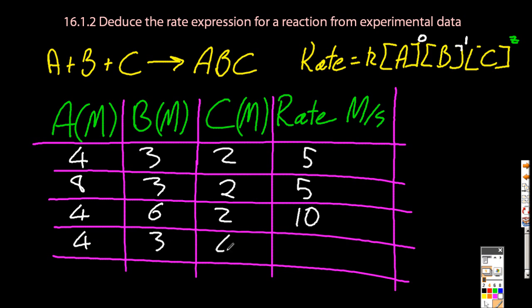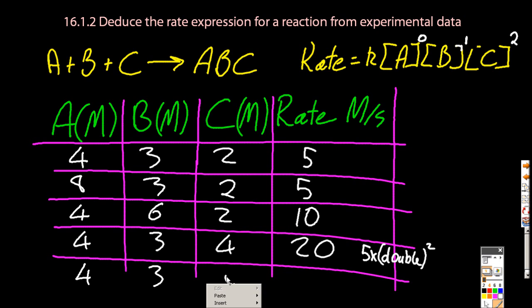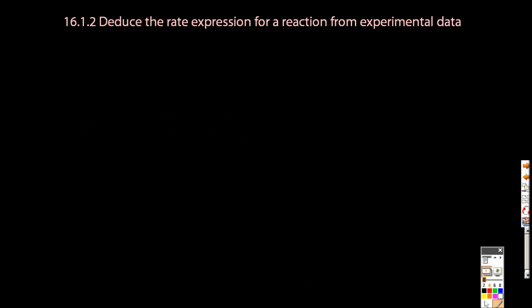And moving on to C, well in this case I've doubled C compared to my initial experiment, and the rate has now gone up by double squared, so the order of reaction is 2. So that's how I think of it, double squared, it's gone up by 4. And now for the final one, well in this case I've tripled C compared to my first reaction, so it's gone up by triple squared. That's 45. The 5 is from the first reaction, 5 molar per second. Okay, let's try another one.